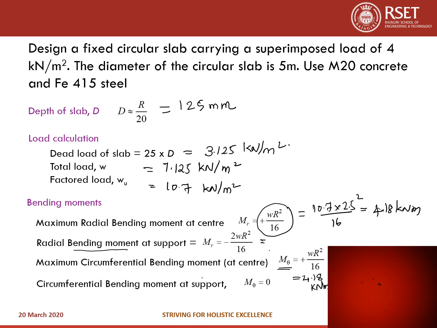Now at the support, the radial bending moment will be minus, that is hogging, 2WR² by 16. So the value is minus 8.36 kNm, where minus represents hogging, and at the support the circumferential bending moment is 0.